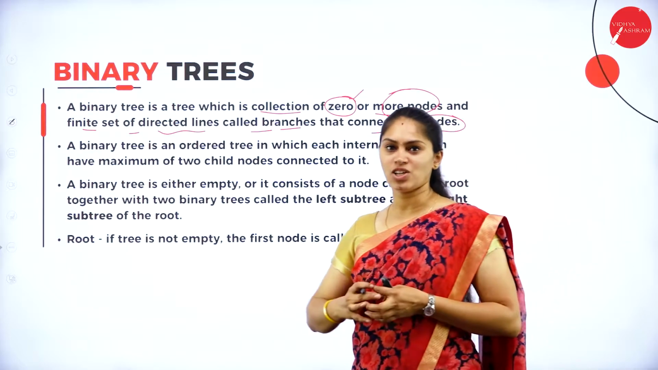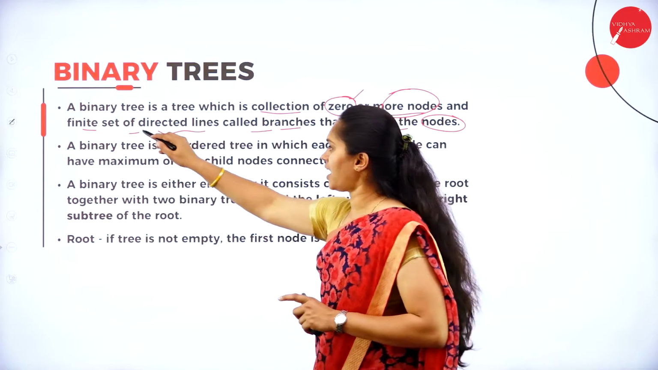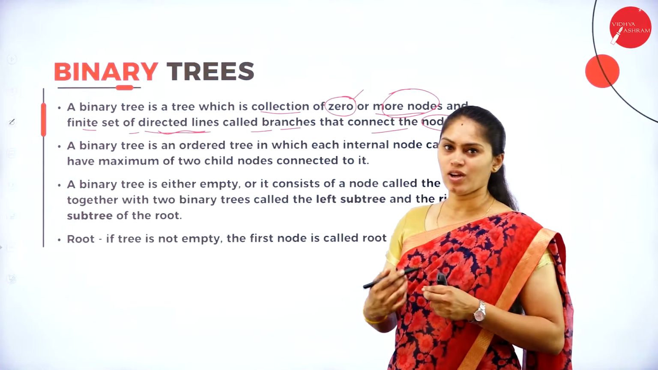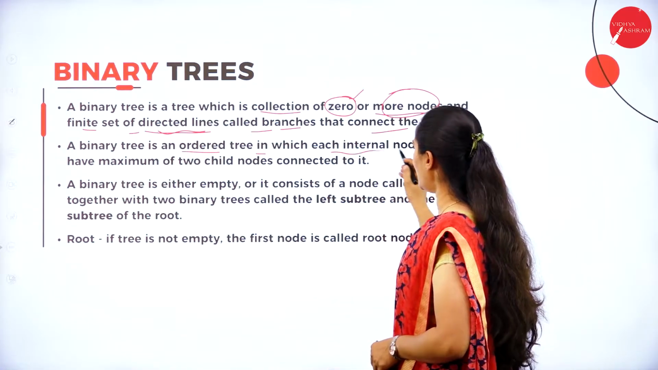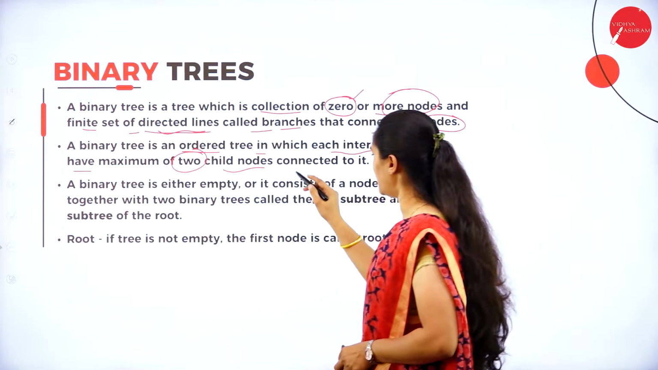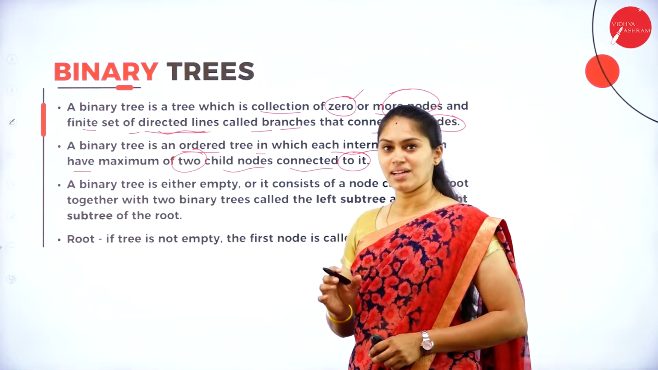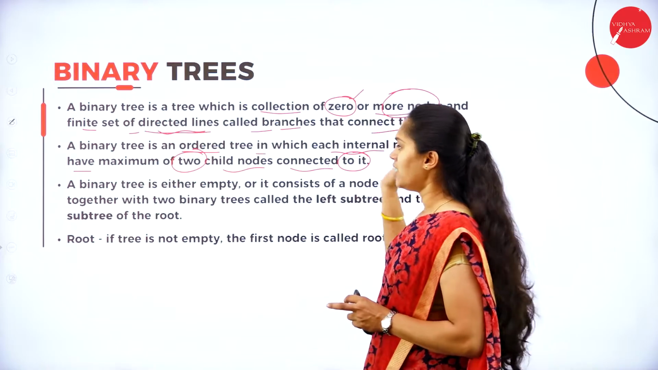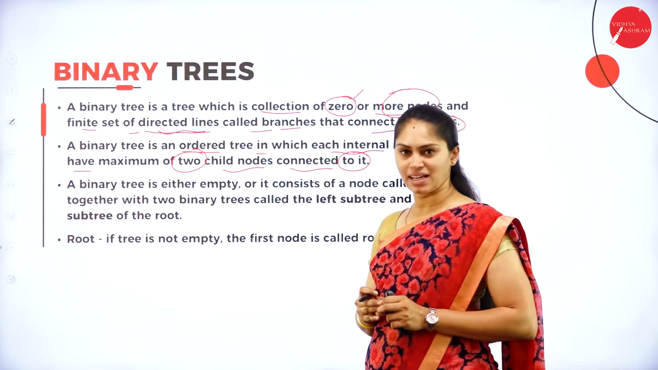In order to make a connection or communication between the nodes, we have branches. Those directed lines are called branches, which connect one node to another node. It is an ordered tree in which each internal node can have a maximum of 2 child nodes connected to it. So if I want to call a tree a binary tree, it can have a maximum of only 2 children. If it has more than that, then it won't be considered a binary tree.